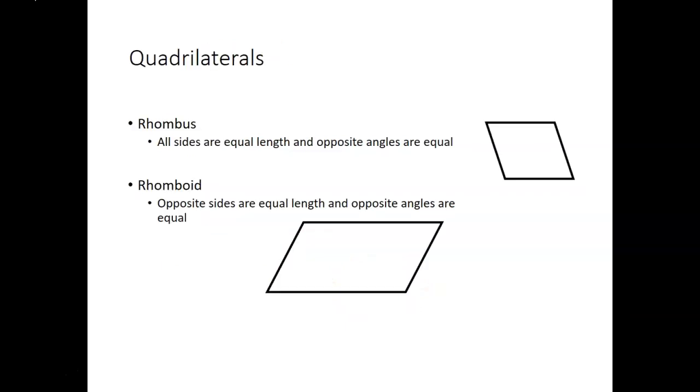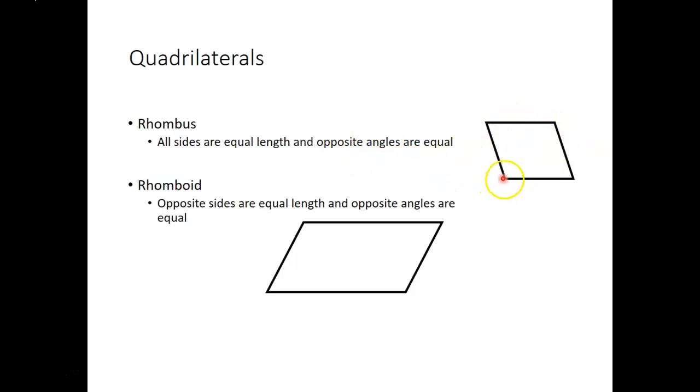Our last two are two kind of odd looking ones, and a lot of people want to call these parallelograms. Well, that is an overall general term for them, but we've got exact names for them. If you look at this one, it's called a rhombus. All sides are equal. Okay, so all these are the same length.